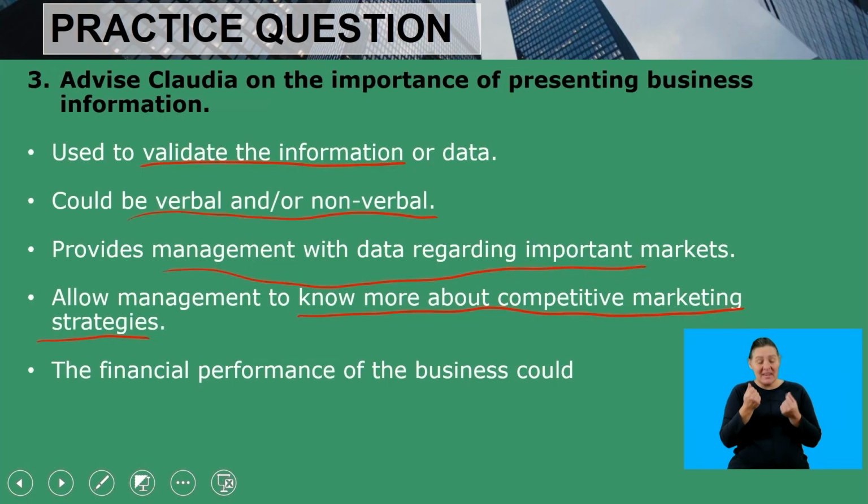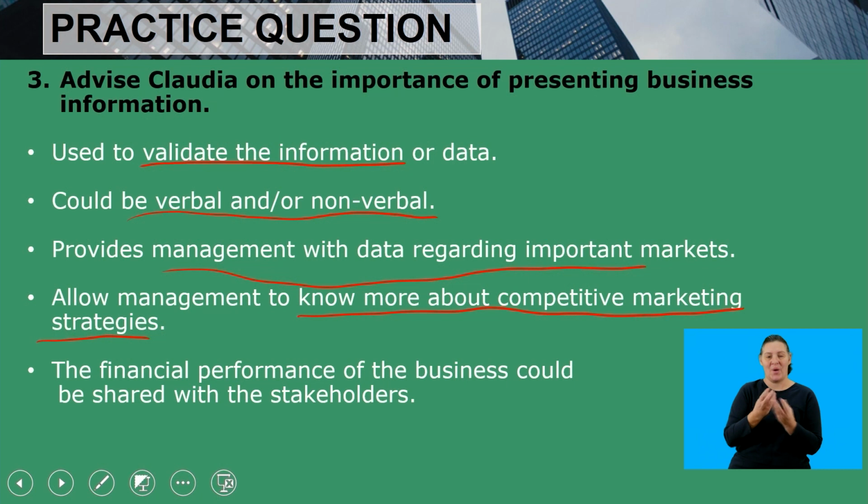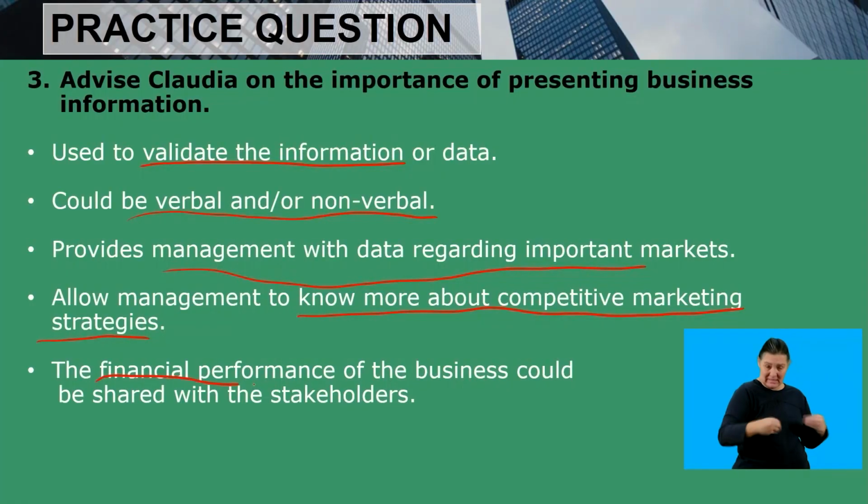The financial performance of the business could be shared with stakeholders. So when we present information, we can share even the financial performance of the business. As you can see, sometimes in newspapers, you'd find that information of public companies is published. That's business information. So stakeholders know very well how public companies are doing through the presentation of business information in the newspapers that we read.